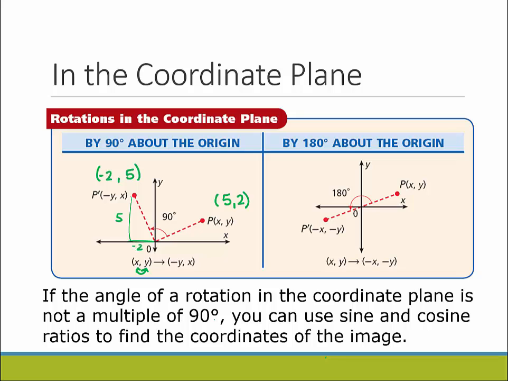If you go 180 degrees, it's like you're rotating around the origin. You keep x and y the same, but then you make them negative. So again, if this point's 5, 2, the one over here would be negative 5, negative 2. And again, stop and think about it. It makes sense. You're in negative land for the x's and negative land for the y's.